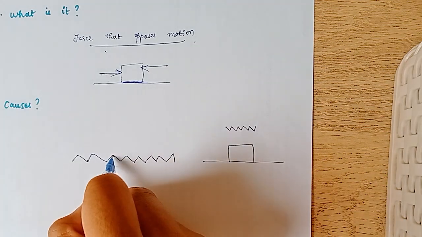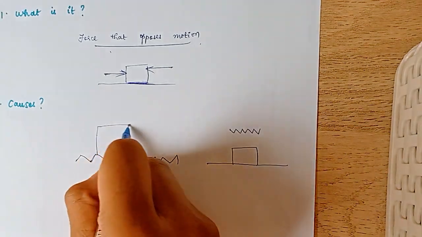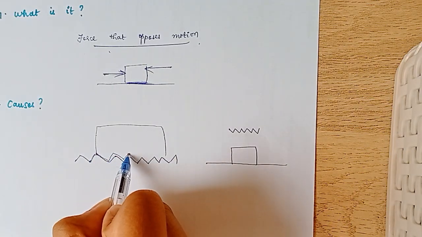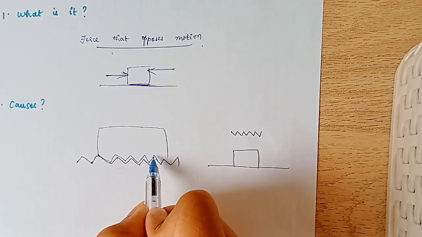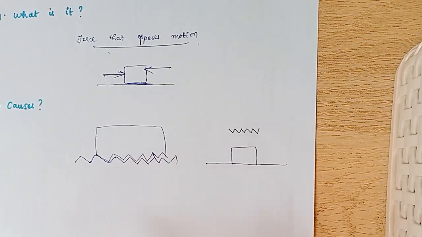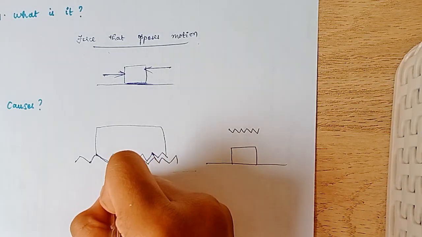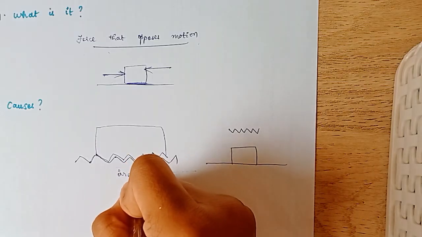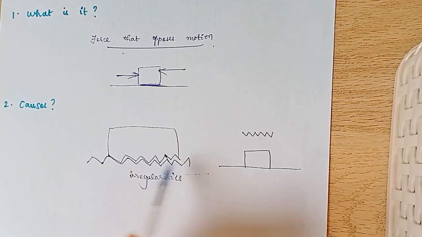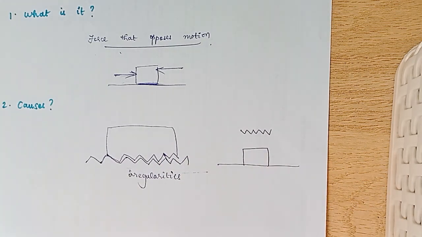But in the same way, if an object was placed over here and if you zoom in, you will see the object's rough surface interlocks with the surface's rough surface. So that means friction occurs because surfaces are not perfectly smooth. They have irregularities. So this is what we call irregularities. And they interlock each other, causing an opposing motion. So this is why friction happens.